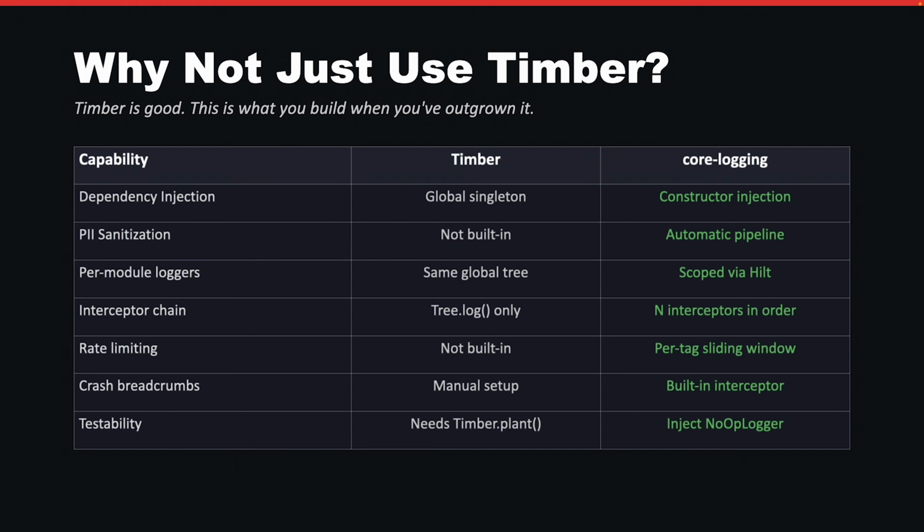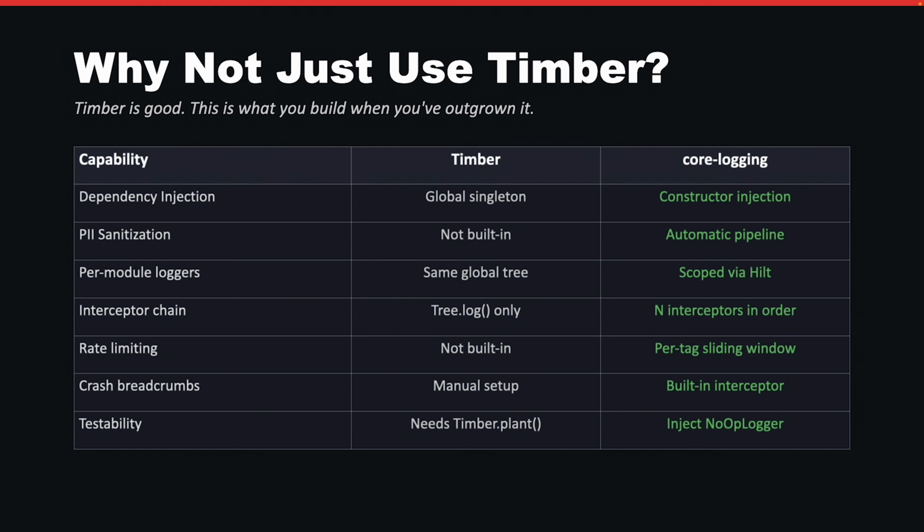Per module loggers. In Timber, every module logs through the same global tree. In core logging, you can scope loggers via Hilt. Your network module can have different filtering than your UI module. Interceptor chain. Timber gives you tree.log and that's it. Core logging lets you chain interceptors in order. Prefix, metadata, breadcrumbs, whatever you need.